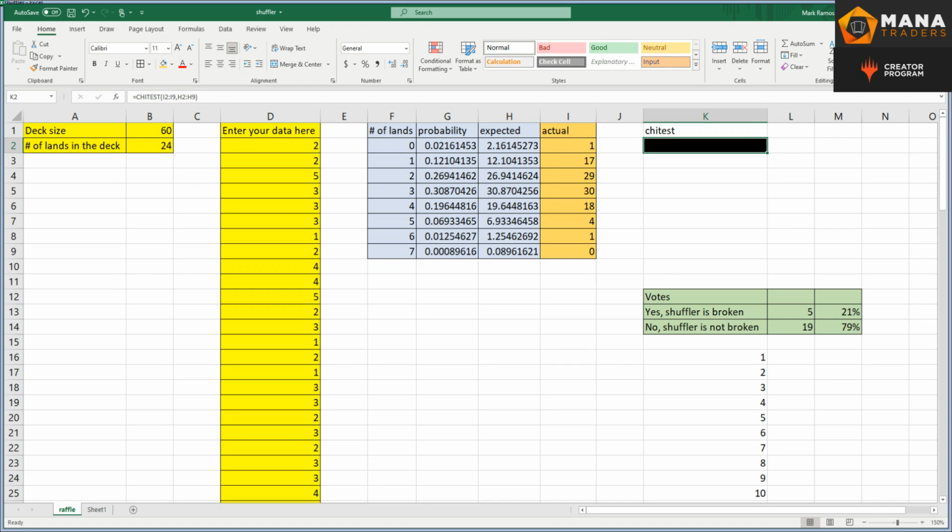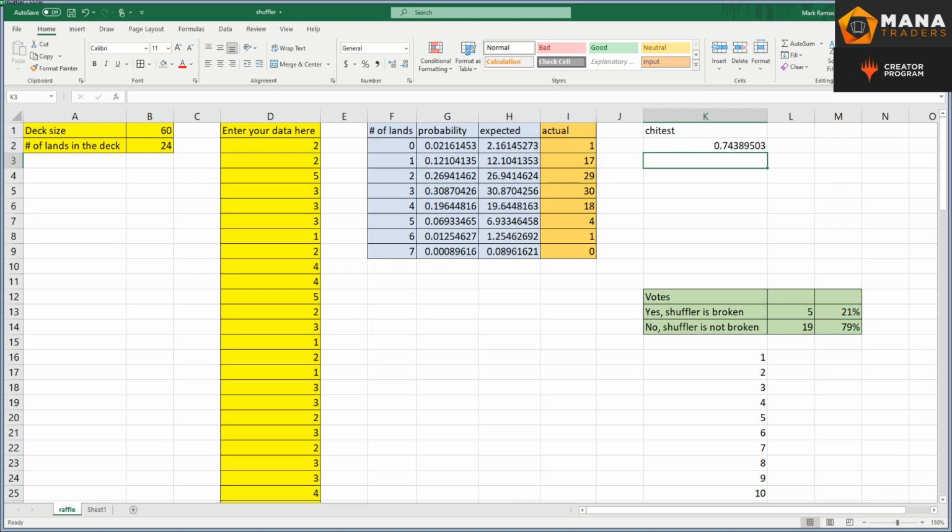All right, so without further ado, let us reveal the result. Ta-da! Most of you probably figured it out already, right? The p-value is 0.74. So, big surprise, not really. There is no reason to believe that the data is coming from something other than what we expect, which is a hypergeometric with a deck size of 60 and number of lands that is 24.